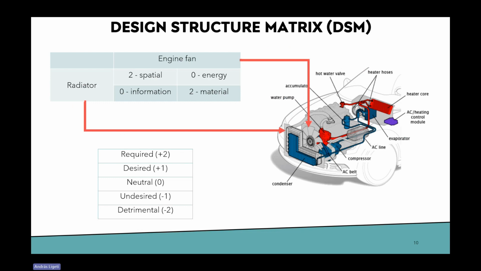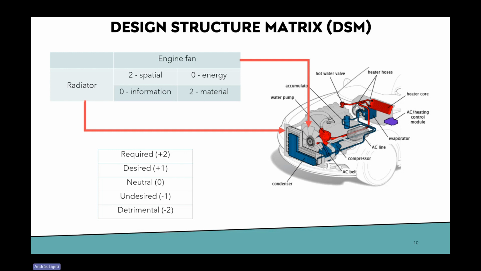So I'll take you through an example of how the mapping works exactly. Here I present an automotive air conditioning system, in which you have an engine fan and the radiator. There is a spatial connection between these two because the radiator is exactly mounted on the engine fan, or the other way around, but they are connected to each other. And there is also material flow because the engine fan is blowing air to the radiator.